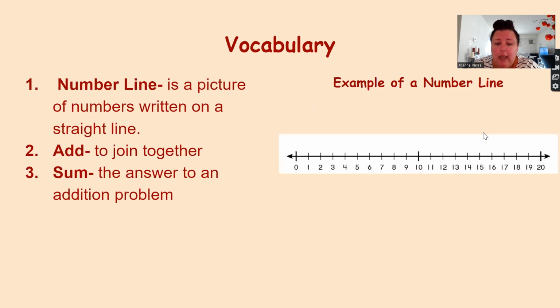So we're going to be looking at our vocabulary. Our new vocabulary word today is number line. Number line is a picture of numbers written on a straight line. And here is an example of a number line, 0 through 20, because in our lesson today, we're adding numbers up through 20. Sometimes number lines look different as you get older, but right now we're focusing on number line 0 through 20.